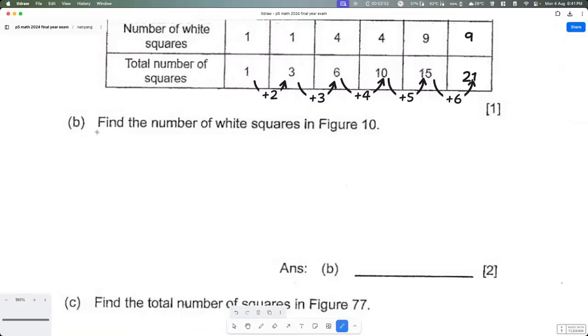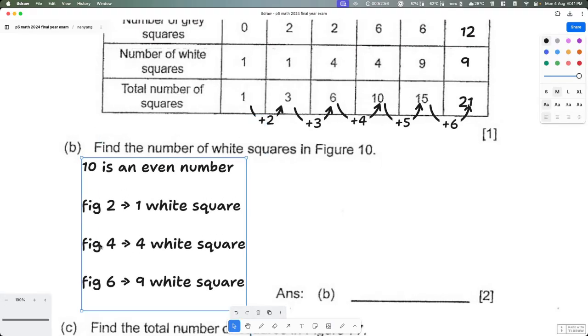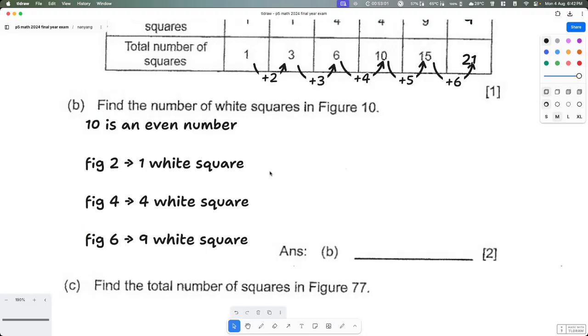Okay, so for part B, find the number of white squares in figure 10. So in this case, figure 10 is an even number because you can see, 4 and 9. Okay, so for this, essentially, I'll just show you. So basically, you just have equal to 2 divided by 2, right? 2, and then multiply by itself like this. 2 divided by 2, okay, and then times 2 divided by 2.